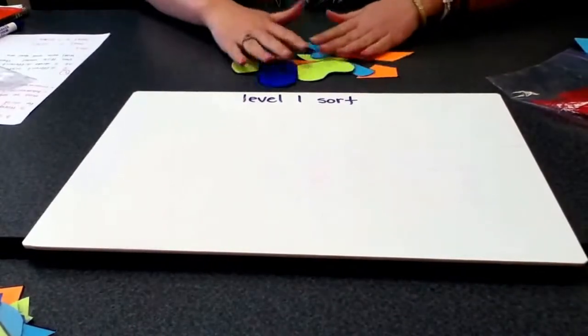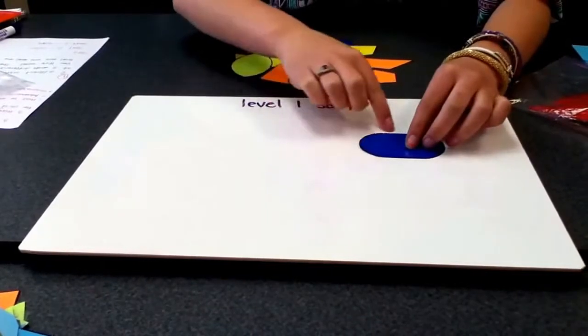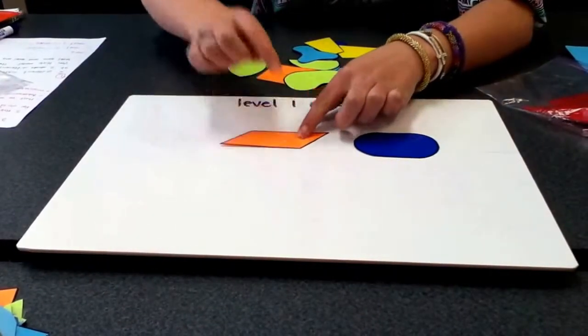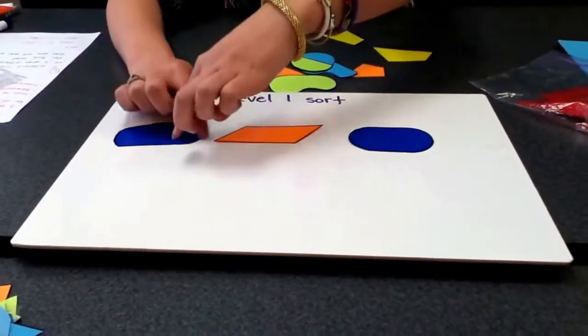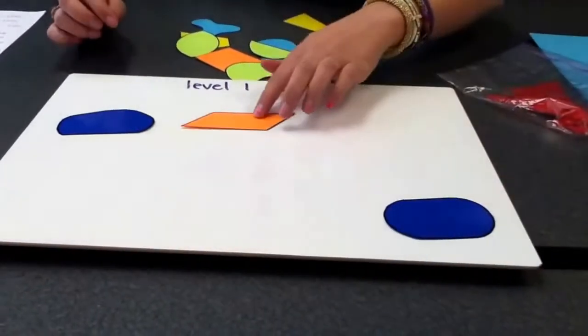So again, I'm going to mix up all my shapes, and then I'm going to sort them. And for this sort, I'm going to do by round sides, by straight sides, and then I have some shapes with round and straight sides. So those are going to be my 3 groups.